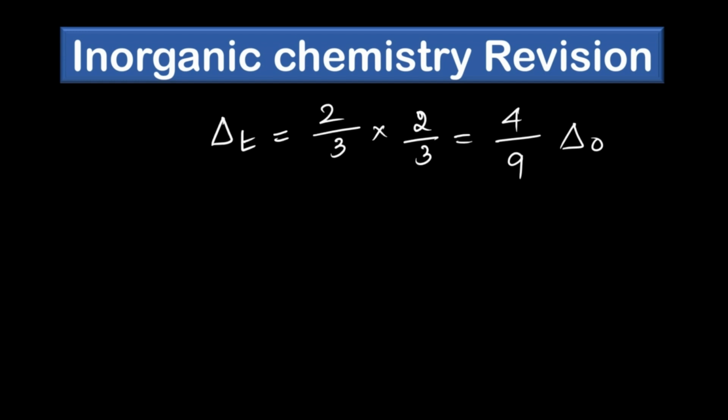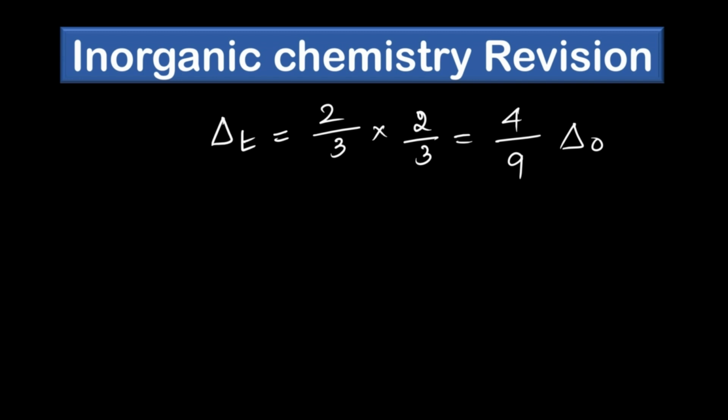And then another important formula you need to know, that is del tetrahedral, which is equal to 4 by 9 of del octahedral. Sometimes they will give you the value and ask for the other one. So in that case you should be able to do it.